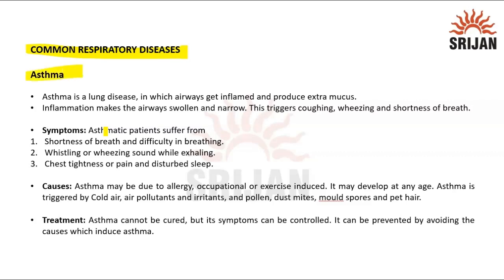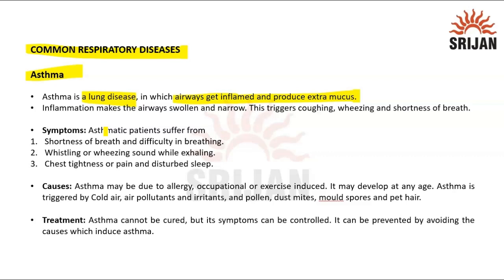Okay, so asthma is a lung disease in which your airways get inflamed and produce extra mucus. Usually, asthma is a genetic disease. If it is in your parents or your grandparents, somehow it will be there in your generation, or let's say in you as well, or it might skip one generation, but it will be there in your genes. So most of the time, if you have genetic asthma, it will be transferred to the next generation.